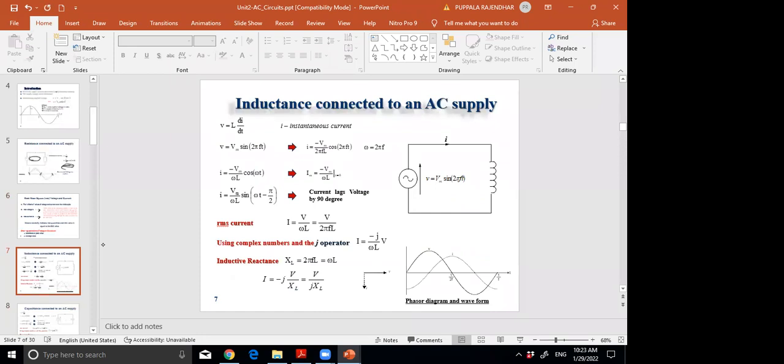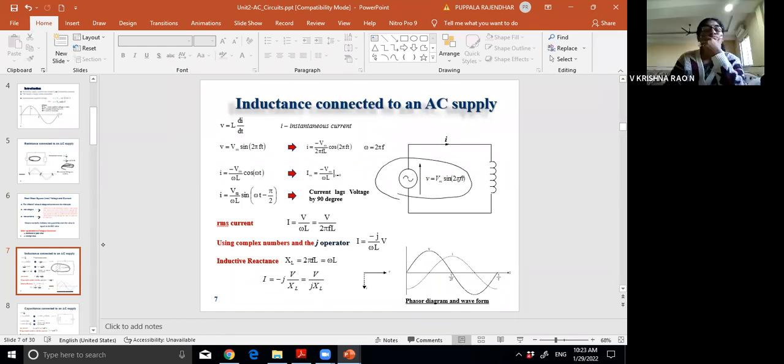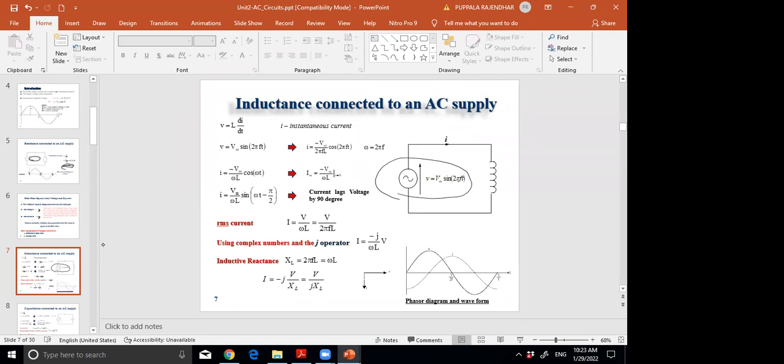But in the case of inductance, the same voltage V is given as an input. But what is the voltage across the inductor? This is the voltage across the inductor, right? We already discussed this in the first unit itself, when I explained the inductance and capacitance concepts. We discussed this voltage equation, V is equal to L into di by dt.